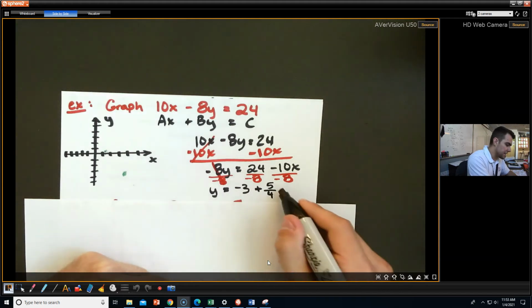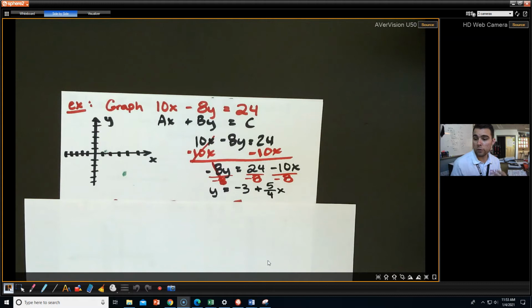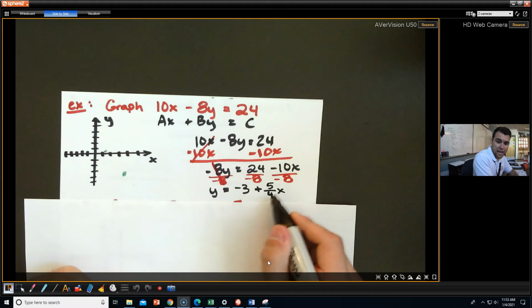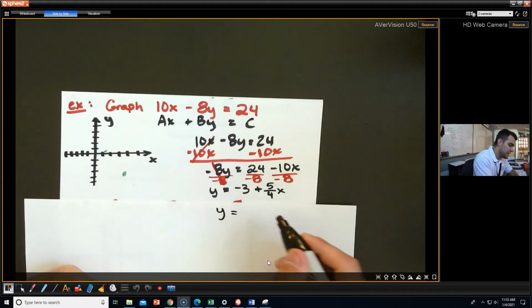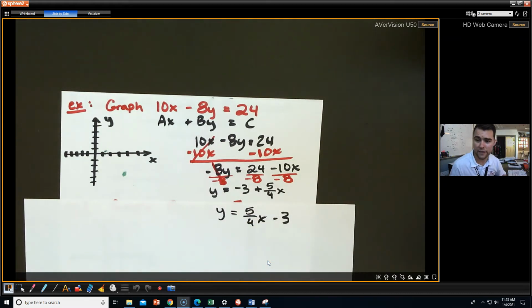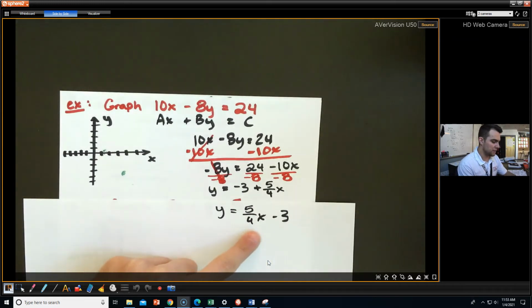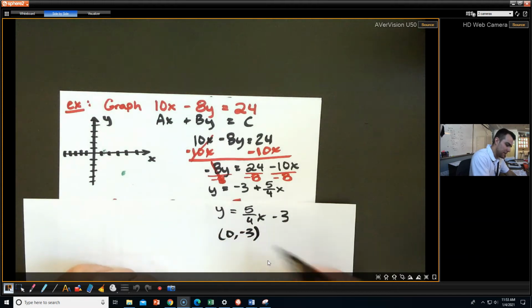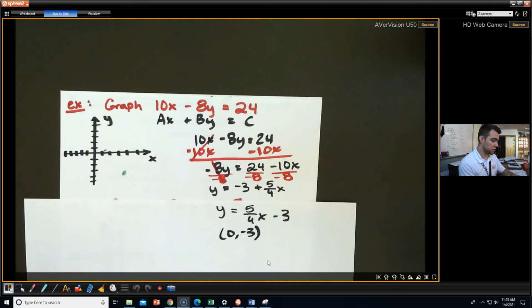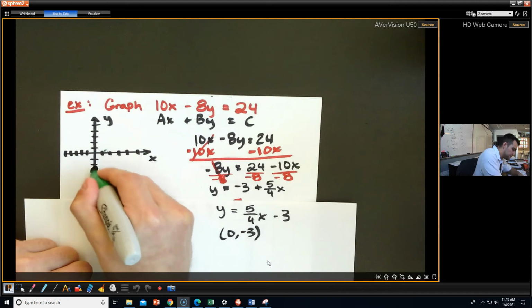And I'm going to plot my x right next to it. And it almost looks like y equals mx plus b. I really just need to rearrange the x term and the constant. So I get y equals positive 5/4 x minus 3. And now I can go ahead and plot that like y equals mx plus b. We know that 0 comma negative 3 is going to be one of our points because it's of that form 0 comma b. So I'm going to plot that point right off the bat. 0 comma negative 3 is down yonder.